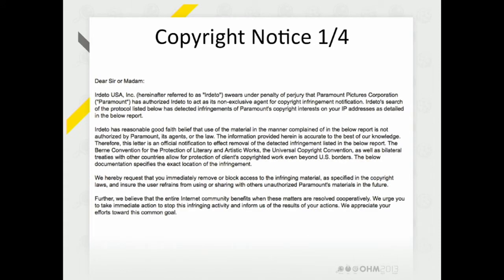All right, so this is a copyright notice as we receive it. As you can see, it's a rather big hunk of text, which made some lawyer very, very happy that he was able to write it. But basically it says that Eerdata USA swears on the penalty of perjury that Paramount Pictures Corporation has authorized Eerdata to act, et cetera, et cetera, et cetera.